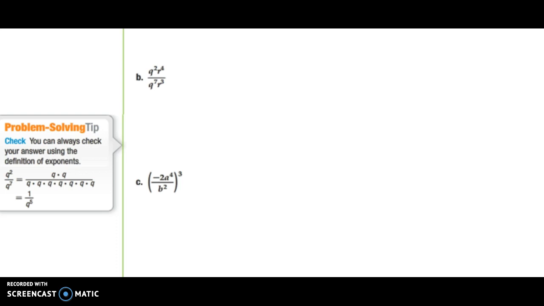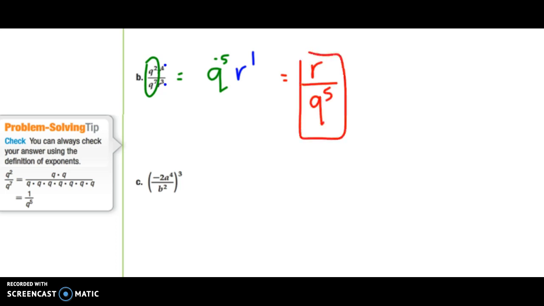Let's look at letter B: q to the 2nd over r to the 4th, over q to the 7th times r to the 3rd. First I'm going to look at my q's. I have 2 on top, 7 on bottom. 2 minus 7 is q to the negative 5 power. Then I look at r: r to the 4th over r to the 3rd, which is r to the 4 minus 3, r to the 1. This is not simplified yet because I have that negative q in there. So I'm going to keep r on top and then q to the 5th on bottom. That is my simplified answer.